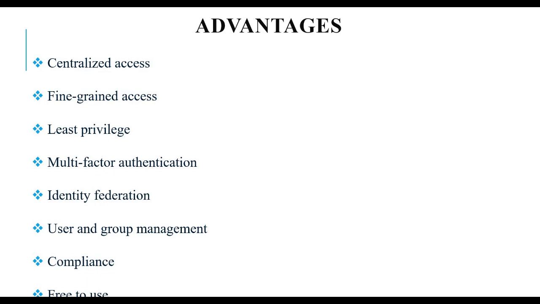The next is least privilege. IAM helps you move toward least privilege by generating policies that restrict access to the resources. The next is multi-factor authentication. IAM supports multi-factor authentication to add an extra layer of protection, so it also asks for username, password, and a security check code. The next is identity federation. IAM allows you to integrate users from other identity providers such as Google or Facebook. User and group management: IAM allows you to create individual users and groups with specific permissions. Compliance: IAM complies with the Payment Card Industry Data Security Standard.